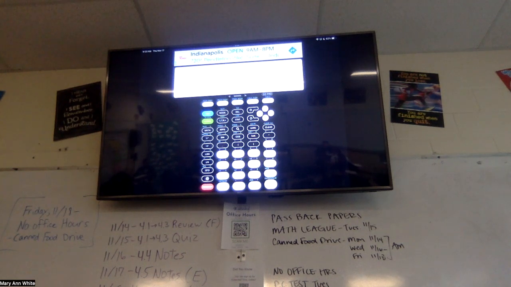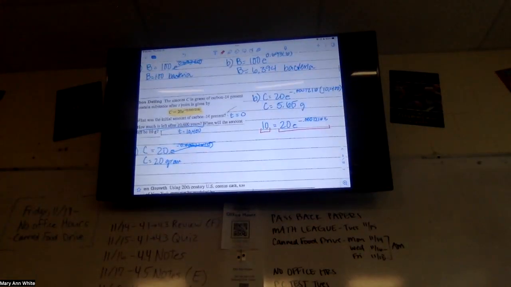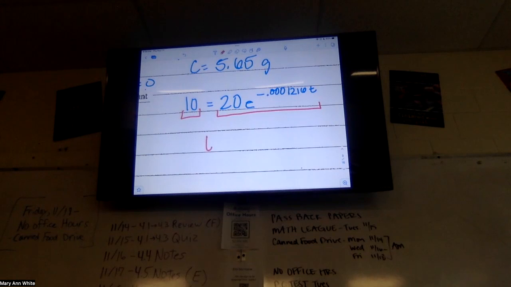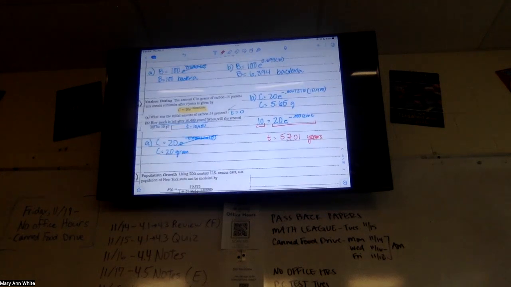I'm gonna round that up to the next full year, because if I keep it at 5,700, it won't yet reach 10 grams. So we're gonna round it up to 5,701 years is how long it takes. So T is equal to 5,701 years. Based on this equation, based on what's given to me, that is how many years it will take for there to be 10 grams left of this carbon.